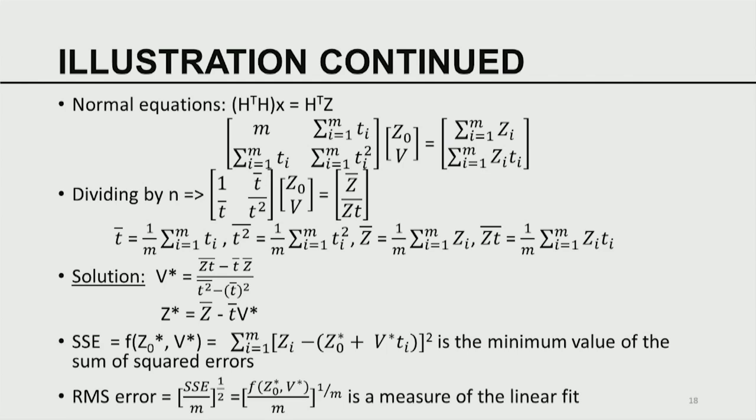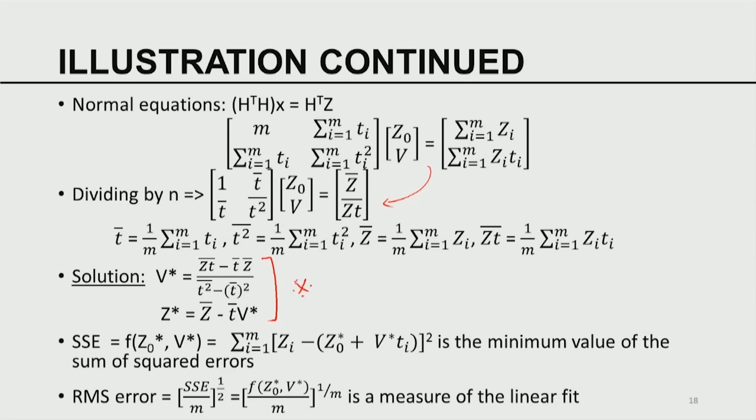Now dividing both sides by m, t bar is the average of the t_i, t square bar is the average of t squares, z bar is the average of z's, and zt bar is the average of the product z_i t_i. So by dividing both sides of this equation by m, this equation reduces to this equation where t bar, t square bar, z bar are all defined in here. This is a 2x2 system. We can explicitly solve it. The solution for this system is given by this.